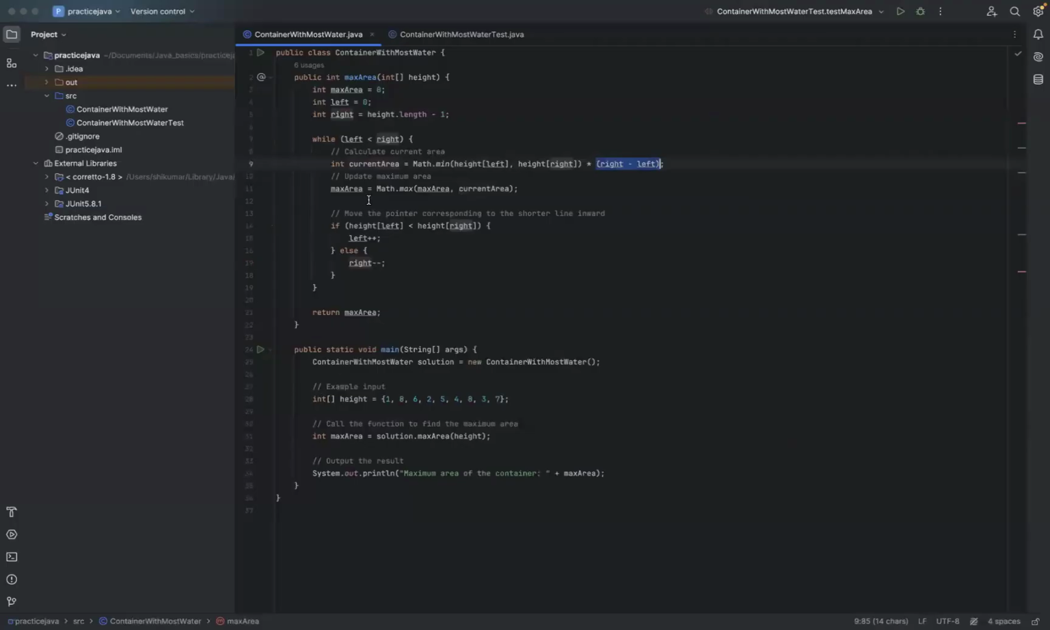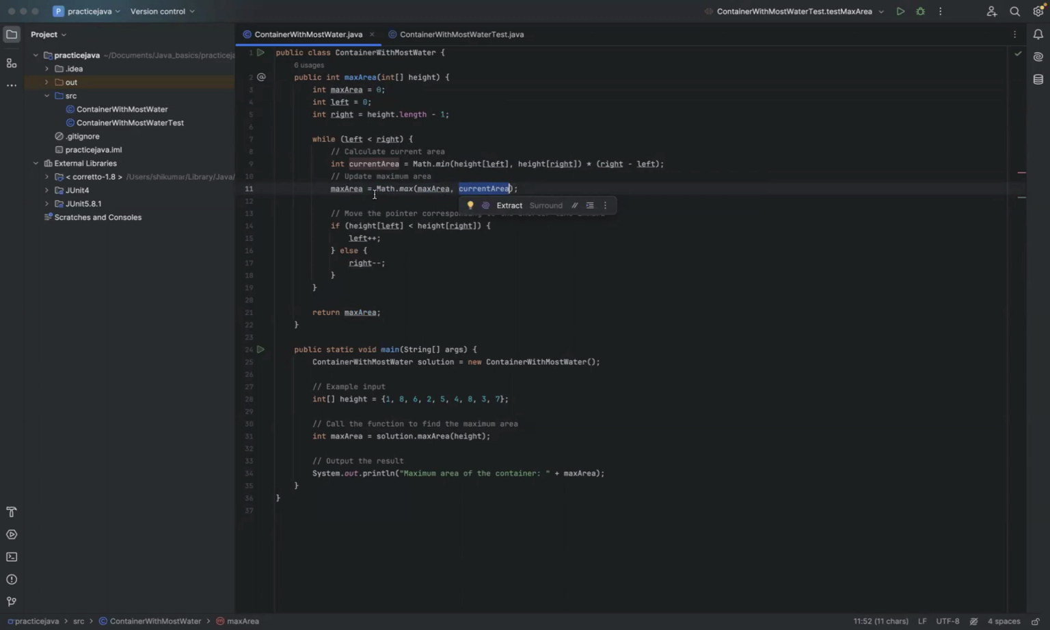Okay. So max area, whatever value we get, suppose 8 into 1, we got 8. So 8 will be the max area in this. So we will be storing that max area. The max area defined here is 0. So 0 will come here, and the current area we got is 8. So current area and max area, 0 and 8, max is 8.